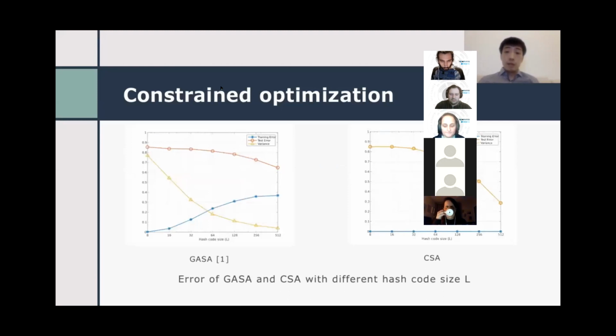It is clear that with constrained training error, the blue line remains at the best level, which is 0. Although the variance, the yellow line, is higher than GASA, with larger hashcode size it reduces significantly. The test error of CSA is finally much lower than GASA under large hashcode size.